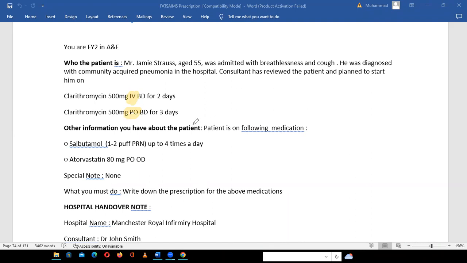Other information that you will have about the patient is that he's taking the following medications: salbutamol 1 to 2 puffs as required, up to 4 times a day. Atorvastatin 80 mg per oral OD. It is usually given at night, and then you don't have any special notes. What you must do is your task. This is your task. Write down the prescription for the above medications. Please read the task carefully. What you need to write.